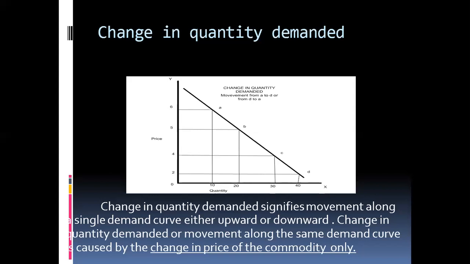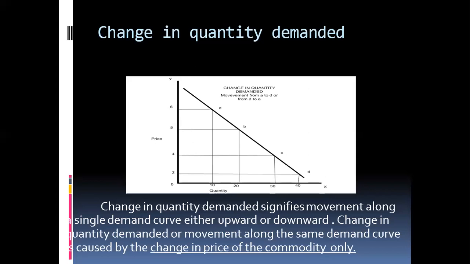The movement along this curve from A to B, from B to C, from C to D. And please note, the movement can be either upward or downward. It could be moving from A to D, and also it could be moving from D upward to C, to B, and to A. Because we've had cases of prices of commodities going up. So as the price of the commodity goes up, the quantity demanded will fall. The quantity demanded will decrease. So we have to note that as well.